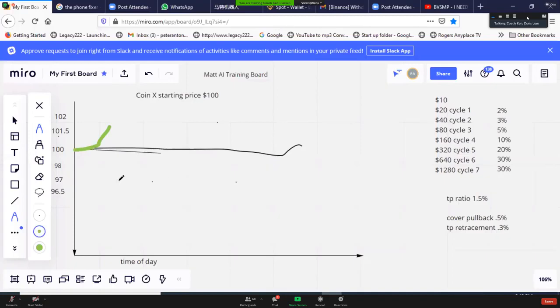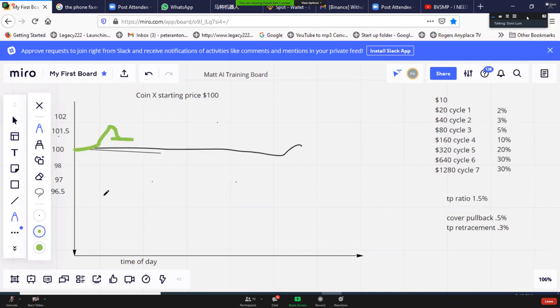Yes, sir. Okay, so when it hits 101.5, it does not trade it yet, even though it's already hit the 1.5% ratio. It only sells it if it retraces back 0.3%. So if this drop back is 0.3%, we are going to sell this position right here. Okay, does that make sense, Doris?